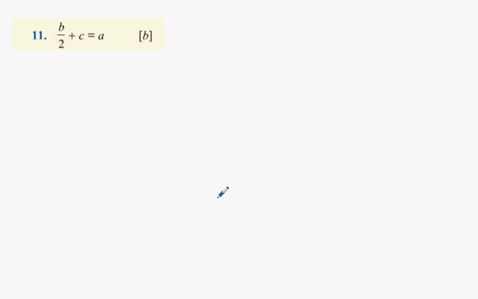Anybody tell me the goal of this question? Yes, Ryan. You have to get B by itself. The whole point is to get B by itself. What's currently stopping B from being on its own? The fractions. Any idea how to get rid of fractions?